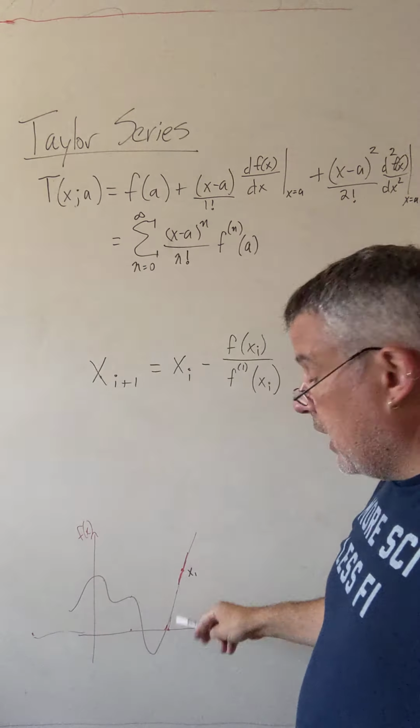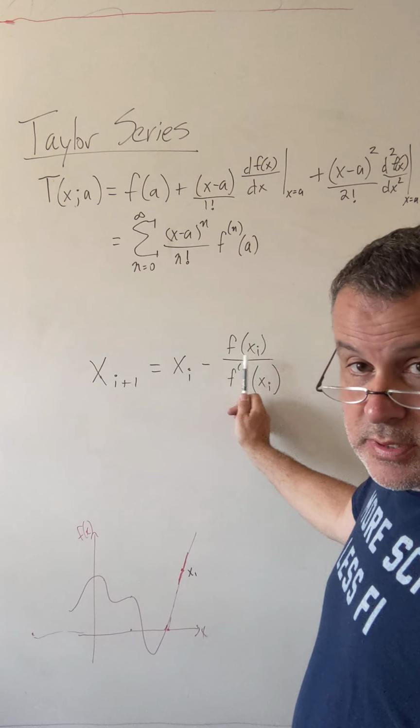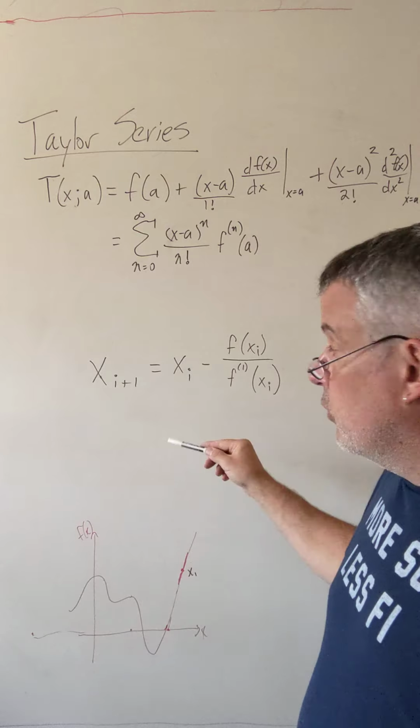That's the iterative method, and it will converge on one of these points unless something terrible happens with this, which is possible, in which case you just restart with a different initial guess.